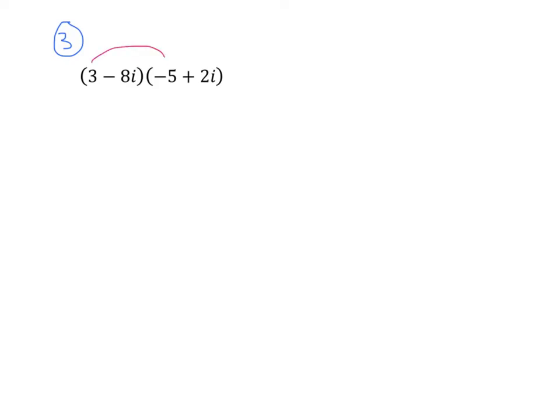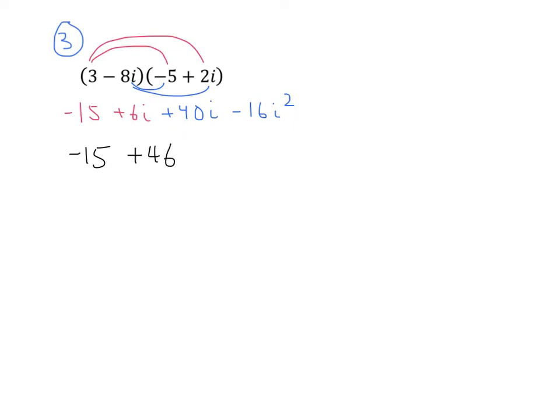I'm going to distribute the 3. So 3 times negative 5 is negative 15, and 3 times 2i is plus 6i. And let's distribute the negative 8i. Negative 8i times negative 5 is plus 40i, and negative 8i times 2i is negative 16i squared. Let's simplify this. We have negative 15, and then we can combine 6i and 40i, that's 46i.